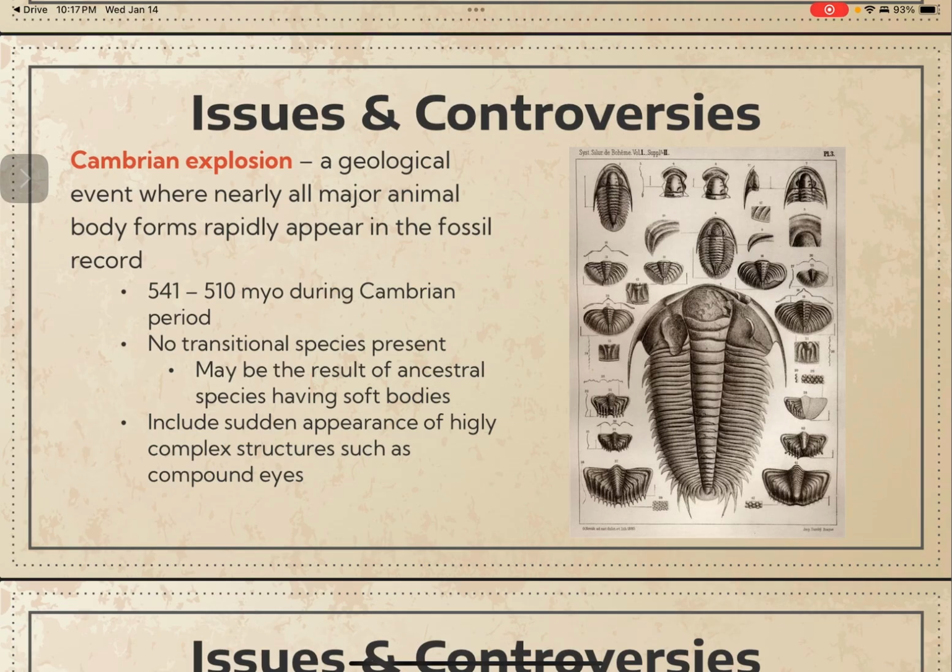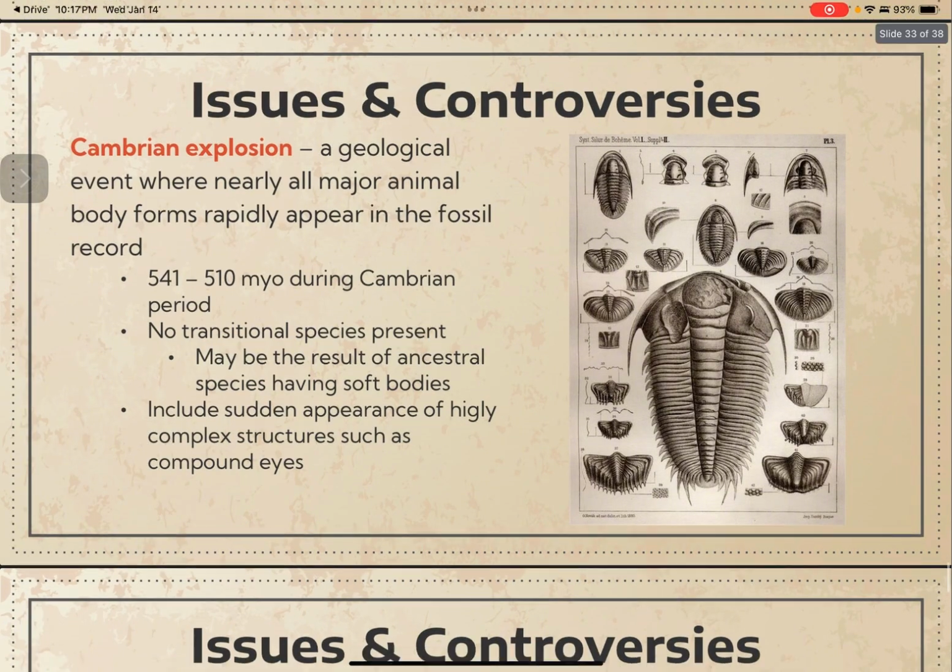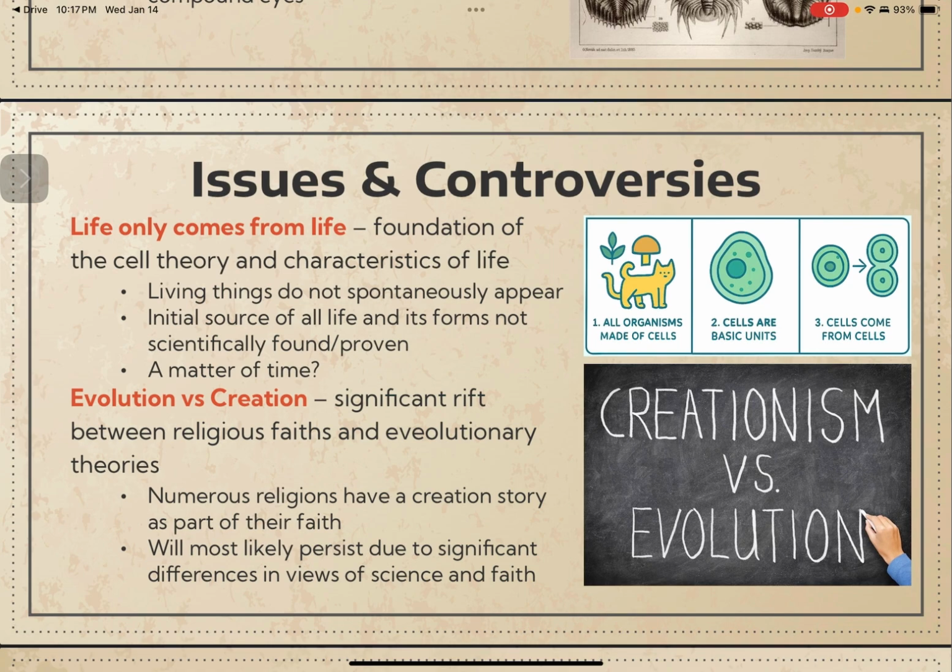Another thing about the explosion is that it includes a sudden appearance of highly complex structures, such as like compound eyes. But again, since we don't have those connection points, it's hard to correctly identify where and when it came from.